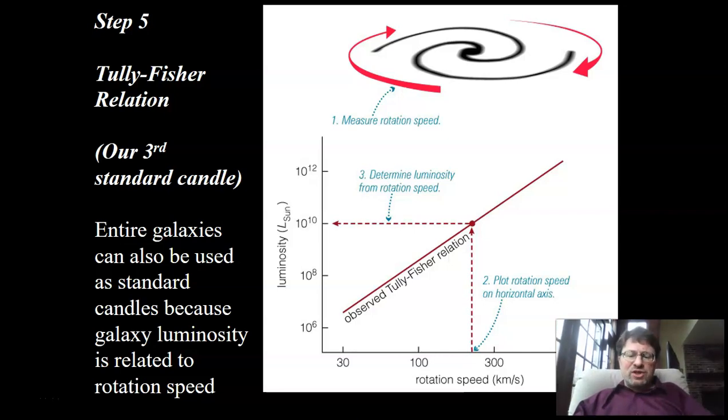Once you know the rotation speed, you can say, okay, let's say this is the rotation speed. That means that this galaxy has 10 to the 10, 10 billion solar luminosities. And now if you know the intrinsic brightness from this Tully-Fisher relationship, you measure how bright the object appears by observing it with your telescope and a CCD camera, then you can calculate the distance to the object.